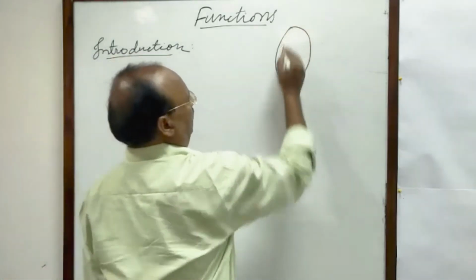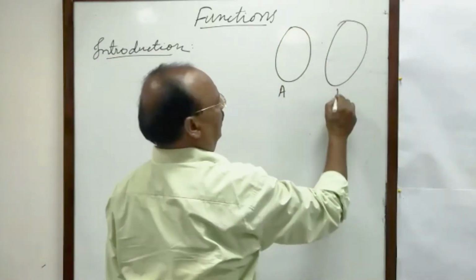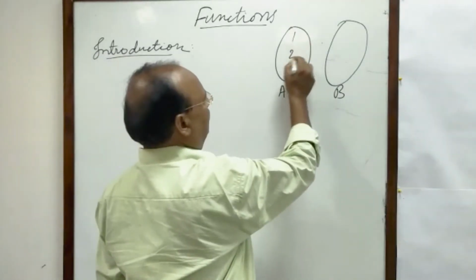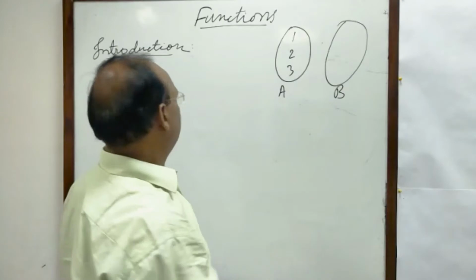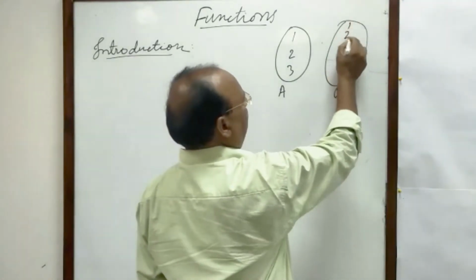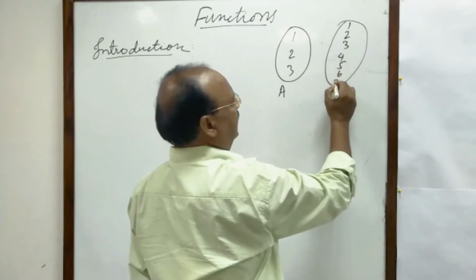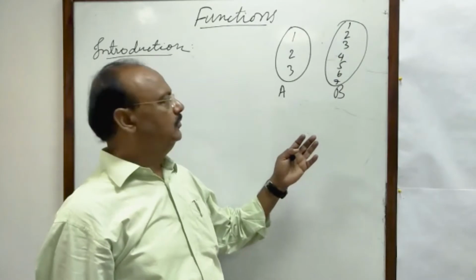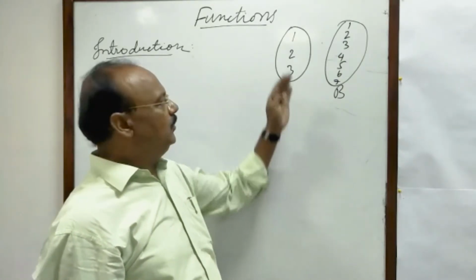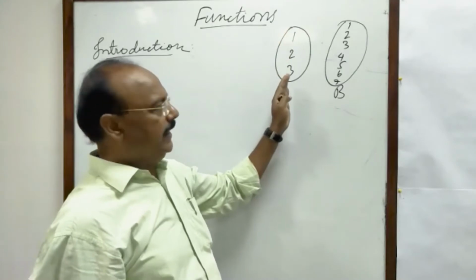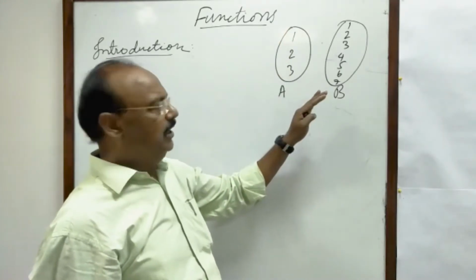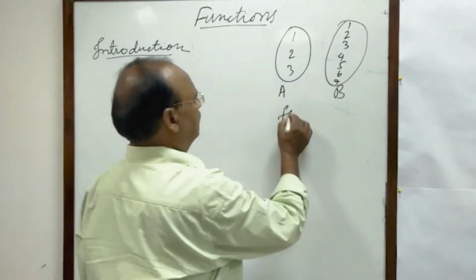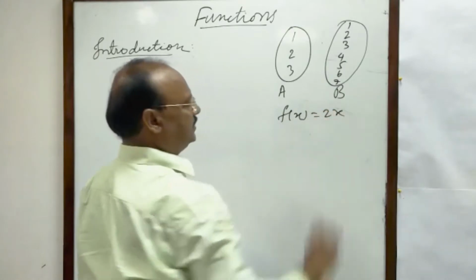Suppose here A and B are two non-empty sets. Set A is having elements 1, 2 and 3, and set B is having elements 1, 2, 3, 4, 5, 6 and 7. Let us try to establish a rule which defines how elements of set A can be associated uniquely with elements of set B. Suppose this rule is like this: f(x) = 2x.